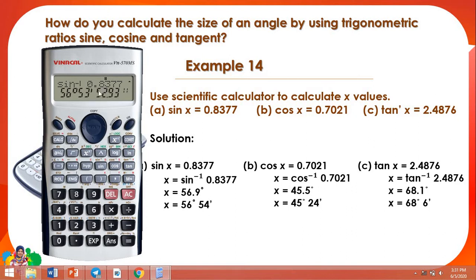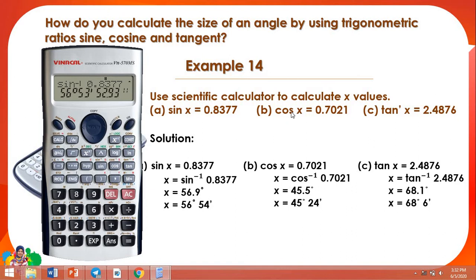So this one, you look at this figure. The seconds is more than 30. If more than 30, you round off the minutes. You plus 1. That's why this answer is 56 degrees 54 minutes.